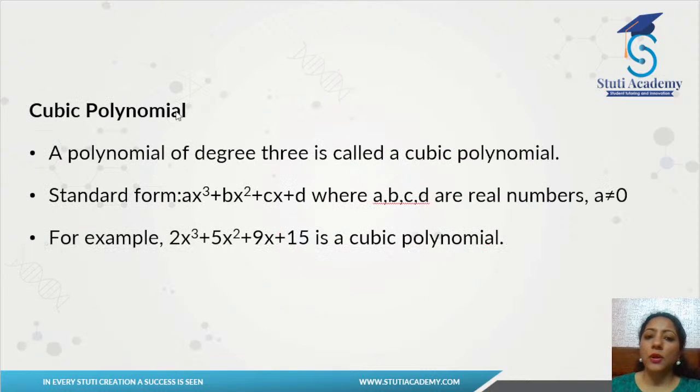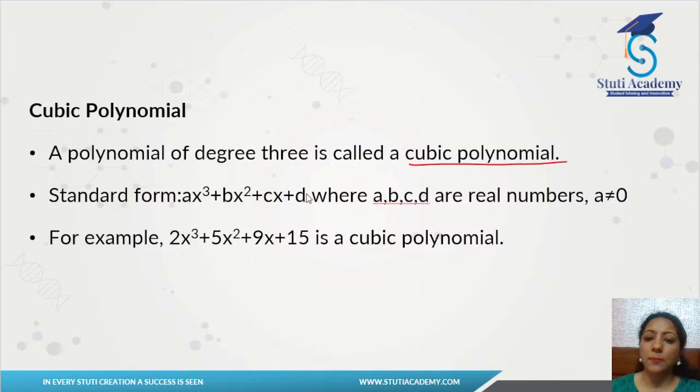Now comes cubic polynomial. A polynomial of degree 3 is called a cubic polynomial, and the standard form for the cubic polynomial is given by ax cube plus bx square plus cx plus d. So please notice children, we are starting with the highest power 3 and the powers are in decreasing order. We have 3, 2, 1 and 0.